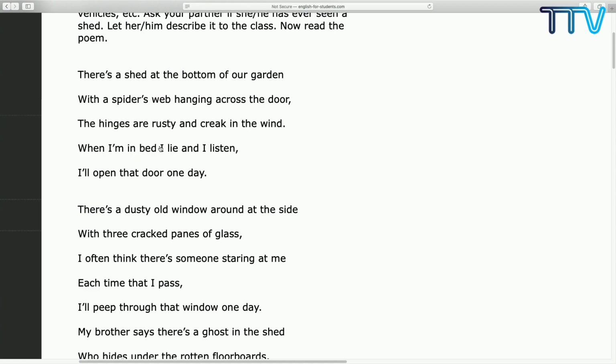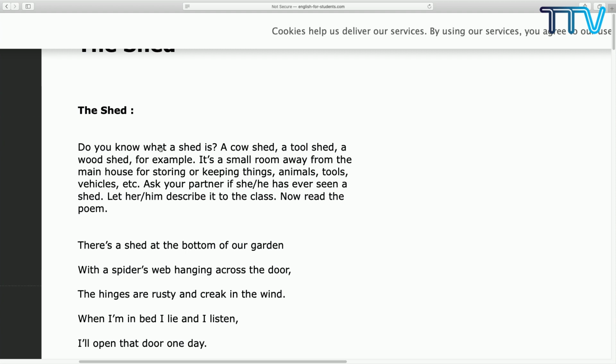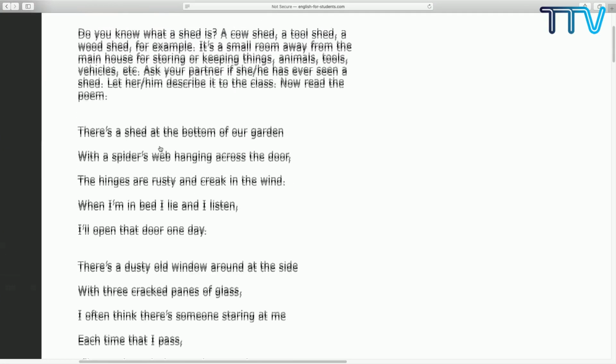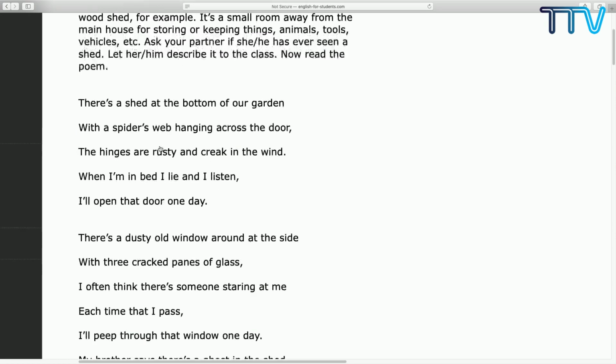By the way, what is a shed? A shed is a small house away from your main house, where we put so many things, wood or some worn out clothes. It's just like a storeroom. Now let us see how the poet explains his shed, how his shed looked like.